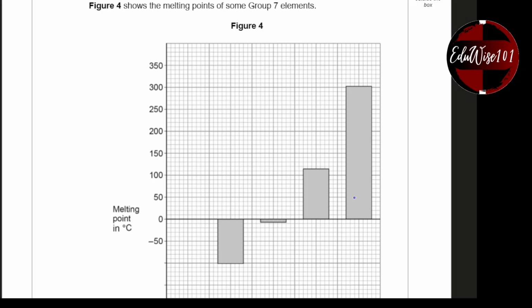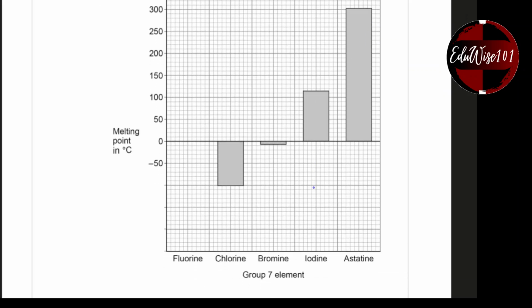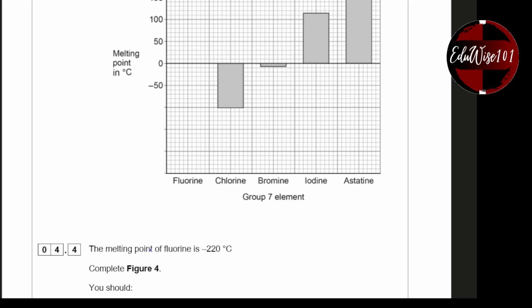Figure 4 shows the melting points of some group 7 elements. So they have given you chlorine and bromine, which are in the negative values. These are the melting points. So iodine and astatine have melting points above 0. Fluorine they haven't given you. So the question is 4.4. The melting point of fluorine is minus 220.